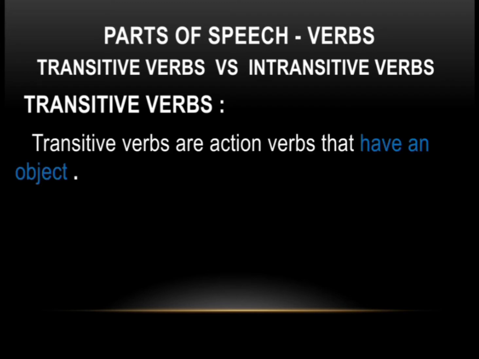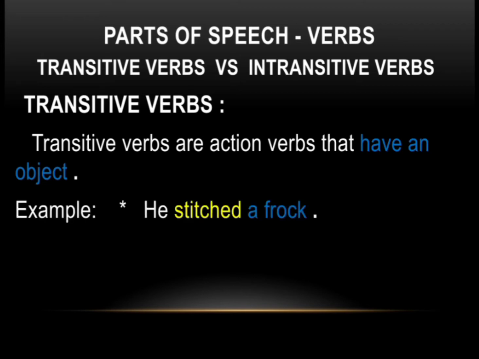Transitive verbs are action verbs that have an object. That is, a verb which is followed by an object is called a transitive verb. What is an object? How do you identify an object? The word that answers to the question what or whom is an object. You will learn about this in detail in this video. Now, let us go for the example.